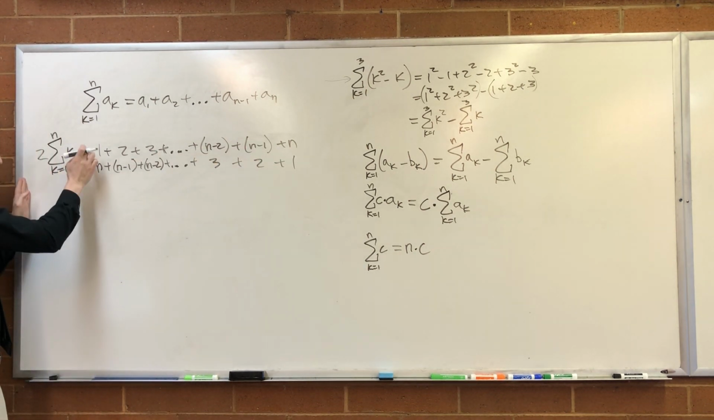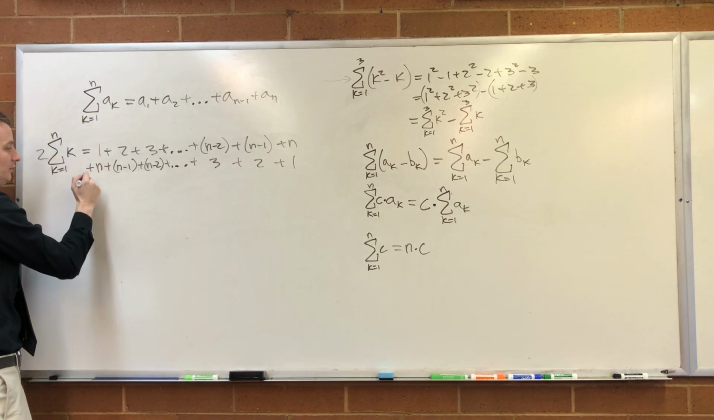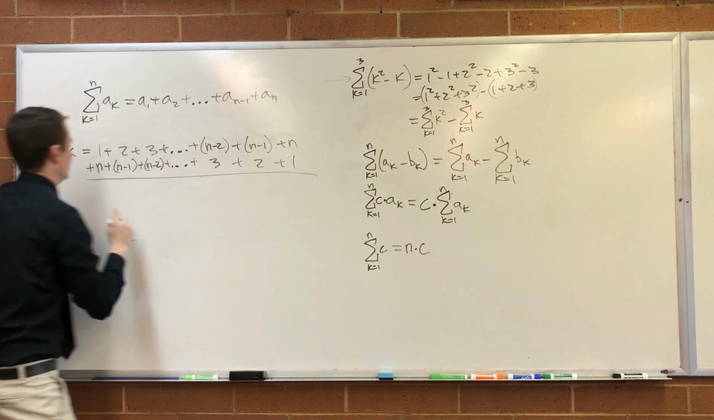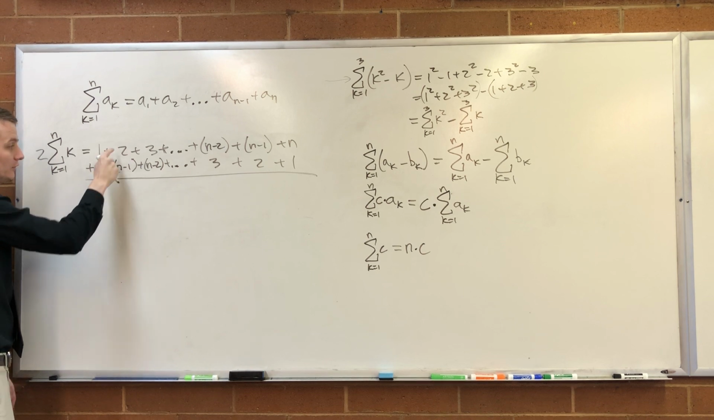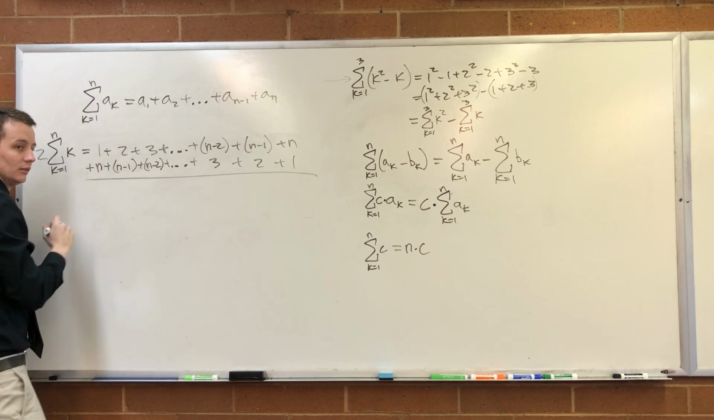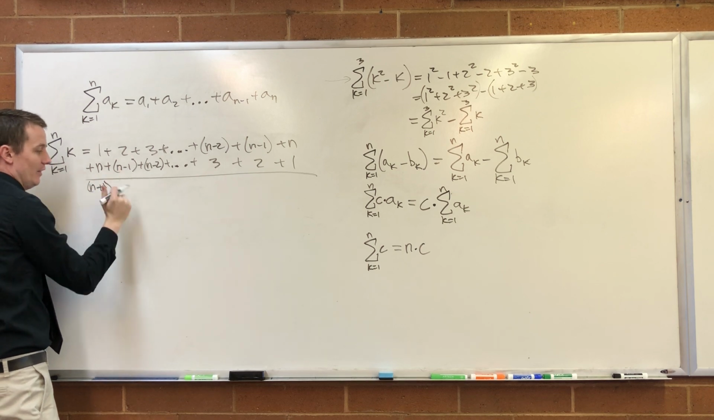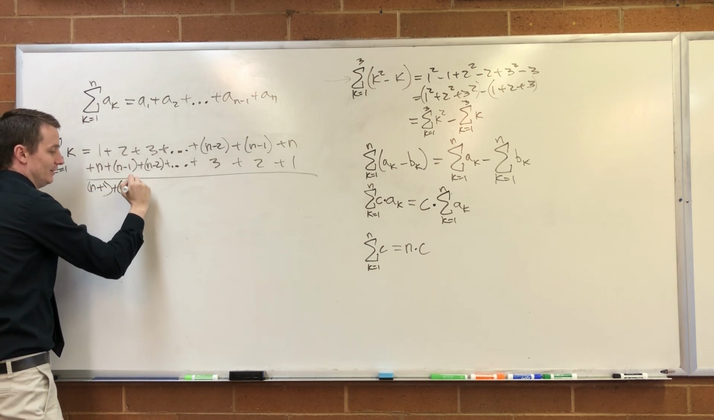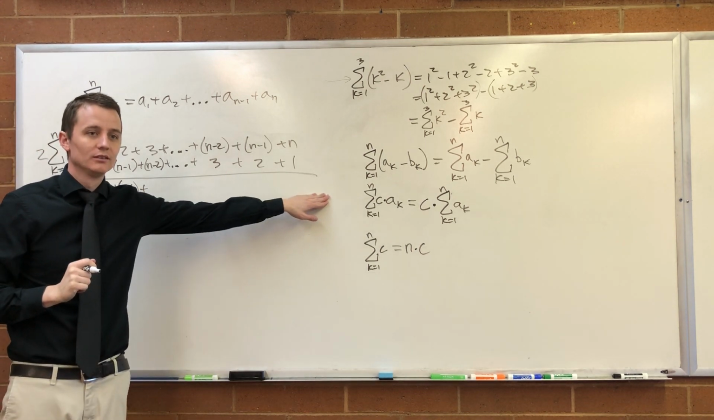Anyways, so agreed that this is 2 of these sums, right? I wrote the same thing twice. So now I'm just going to add up column-wise each of these, and what do I get? What's 1 plus n? n plus 1. What's 2 plus n minus 1? 1 plus n, so n plus 1, and then plus n plus 1, and I'm going to get n plus 1 over and over and over again.